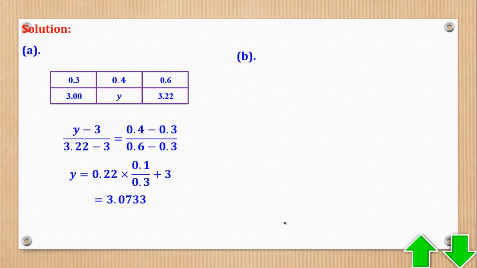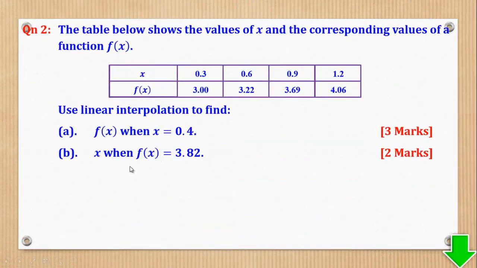Then for part B, they want x when f(x) is 3.82.